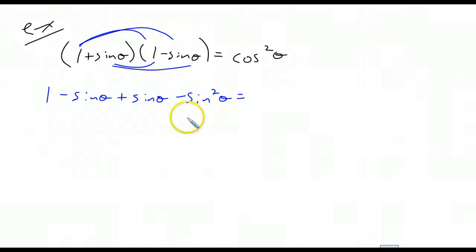Okay, it still equals that other side. I'm not going to rewrite it again. Okay, so now notice that we have minus sine theta plus sine theta. That makes 0. So we're left with 1 minus sine squared theta equals whatever.